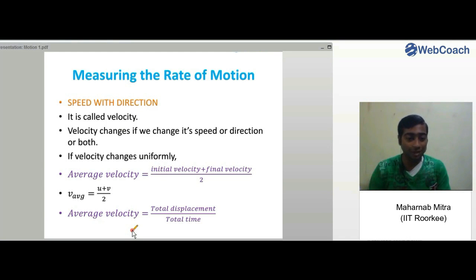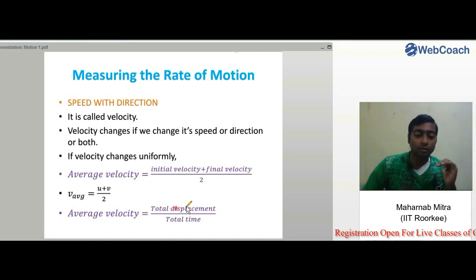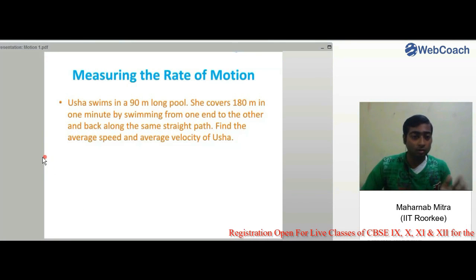And average velocity is found out in the same way. We consider the total displacement, taking all the kinds of motions. If it is forward, positive; if it is backward, negative, and we add them up to get the total displacement, and we divide it by the total time taken. We have seen two different formulas which actually apply to the same concept of average velocity: (u plus v) by 2, initial velocity plus final velocity by 2, and total displacement divided by total time.